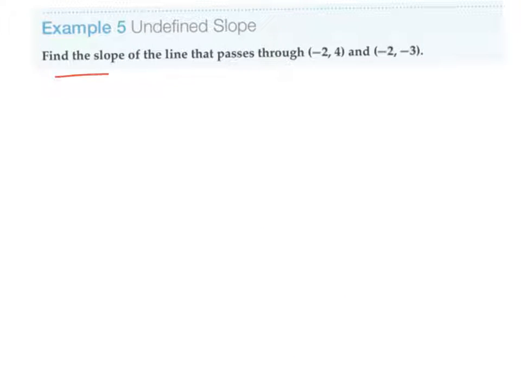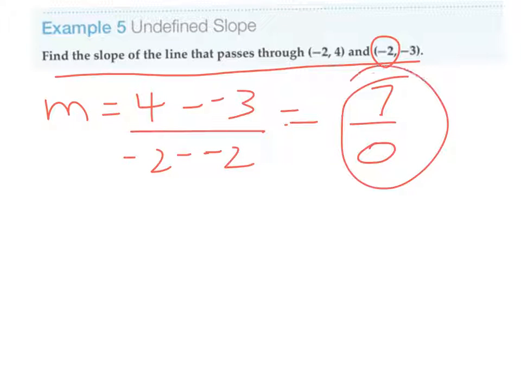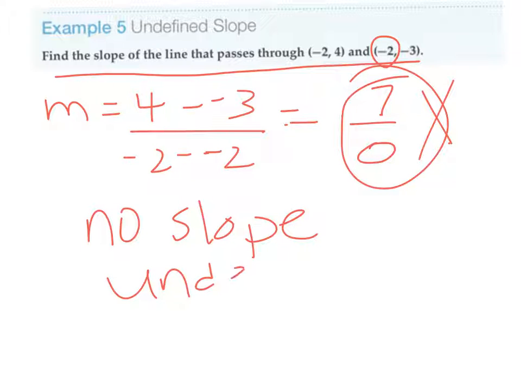So here's how it's worded oftentimes. Find the slope of a line passing through these 2 points. So I'm going to use my slope formula. I'm going to go 4 minus a negative 3, and then I'm going to go my negative 2 minus a negative 2. Notice I always include the negative, even though I'm subtracting. This becomes positive, so that's 7. This becomes 0. This is undefined. You cannot have 0 in the denominator, so this can't happen. So this is called no slope. Undefined.